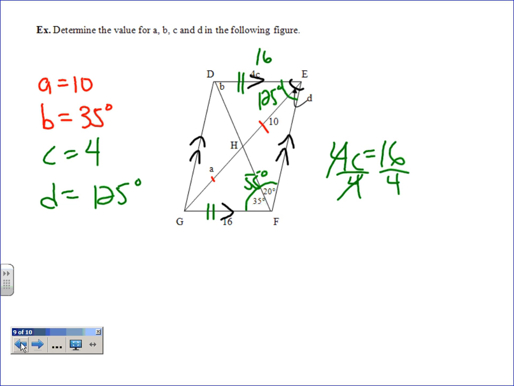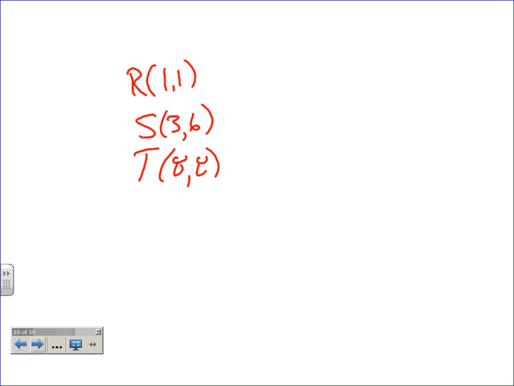On here there is something else. We're just going to talk about strategies here. The question, on the notes, is if I gave you a bunch of points: R is 1, 1, S is 3, 6, T is 8, 8, and V is 6, 3. We're just going to talk strategies really quick. What if I was to ask you to find out if that was a parallelogram or not when you connected those points? What would be some good strategies to start with? We're not actually going to do it. We're just going to talk about how you would do it.